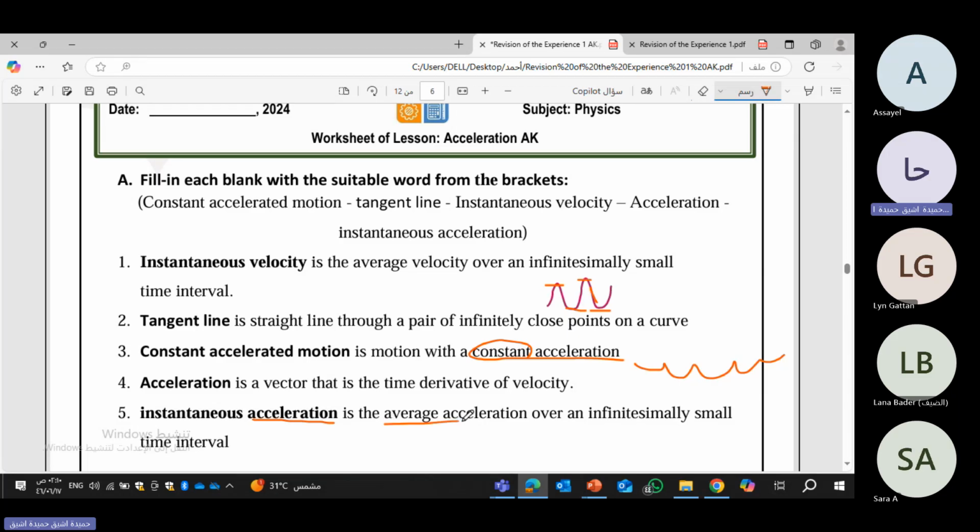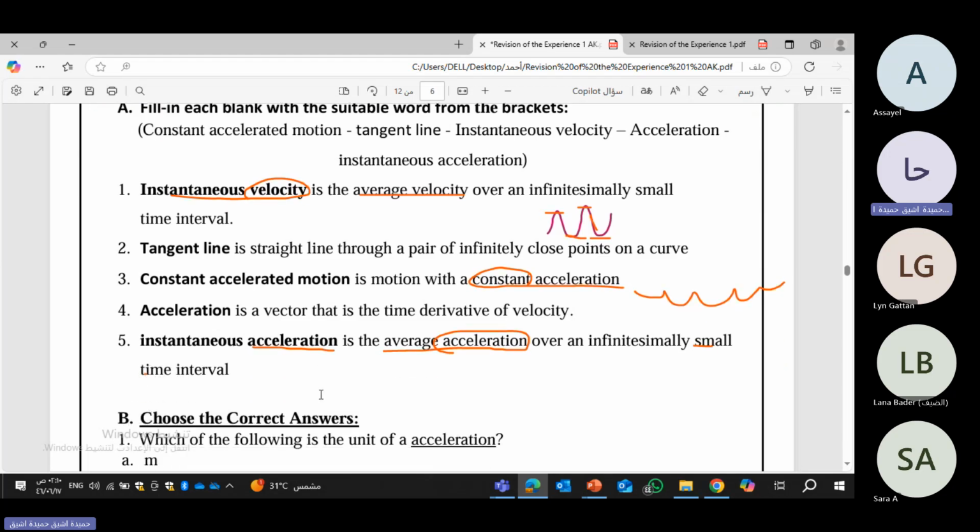So here, look, average acceleration at a small time is instantaneous acceleration. If I'm saying average velocity at a small time, it will be instantaneous velocity. So you have to memorize the keywords so you can get the correct answer. No need for memorization, you have to understand, okay?